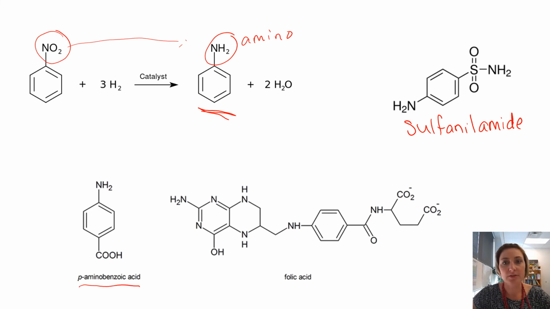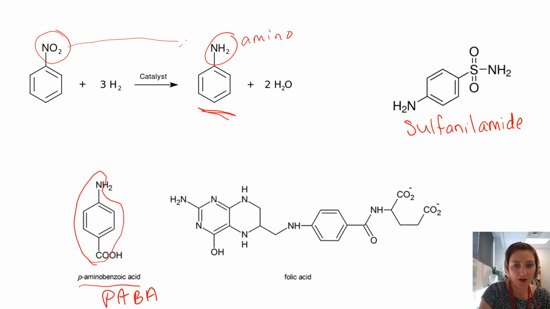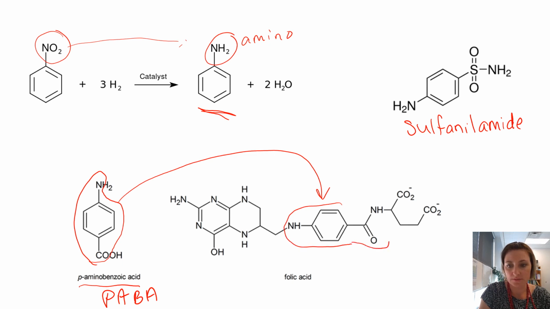So bacterial cells, which is what antibacterial agents work on, are able to make their own folic acid, and they do that with the help of p-aminobenzoic acid, also affectionately known as PABA. PABA is used by bacterial cells to create folic acid. Specifically, this portion of the structure is used by the bacterial cells. This is what they use. They incorporate that into the synthesis of folic acid. So folic acid comes directly from PABA.